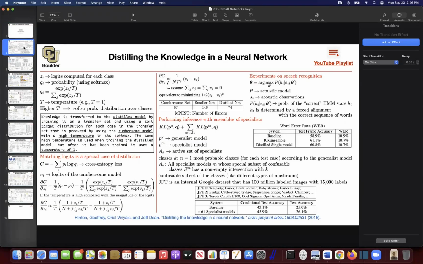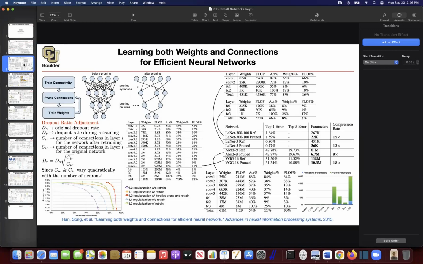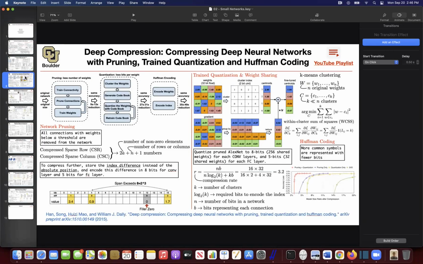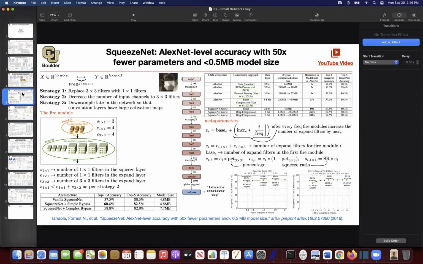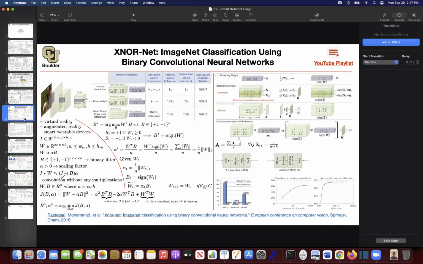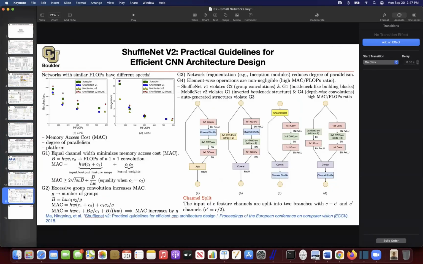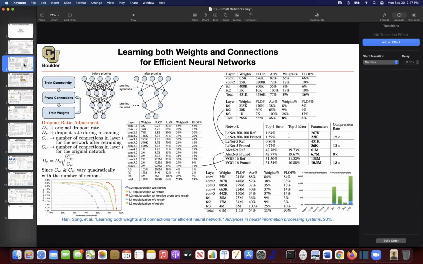So start with watching knowledge distillation. I will cover this, which shouldn't take that long. So you should watch deep compression, SqueezeNet, and then XNorNet. And try to watch as many of these as you can, because I'm just going to be covering only this paper, ShuffleNet v2, and model pruning. The rest of it is available online. Okay. Any other questions?